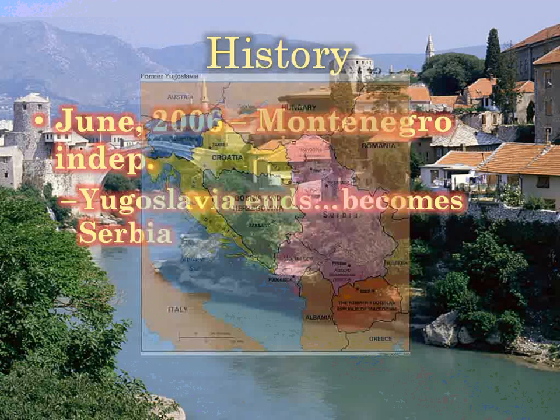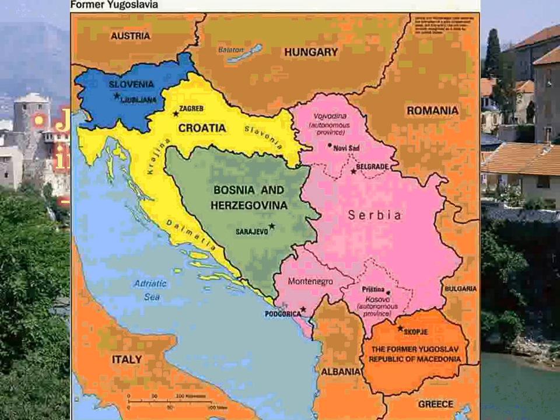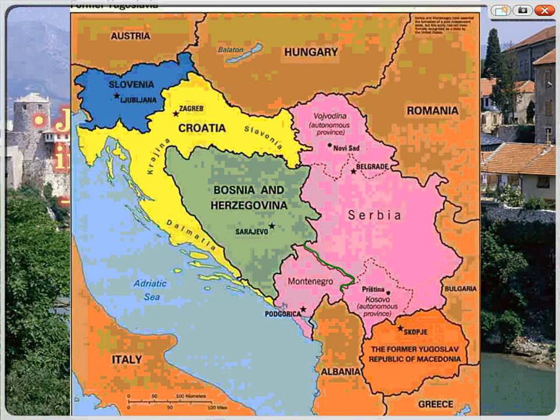So today, this is what the map looks like. Montenegro is a separate country here. Kosovo is, according to the United States, a separate country. Slovenia, Croatia, Bosnia-Herzegovina. Macedonia, also known as the former Yugoslav Republic of Macedonia. Questions, because I know this can be complicated. Trying to make it as simple as possible.